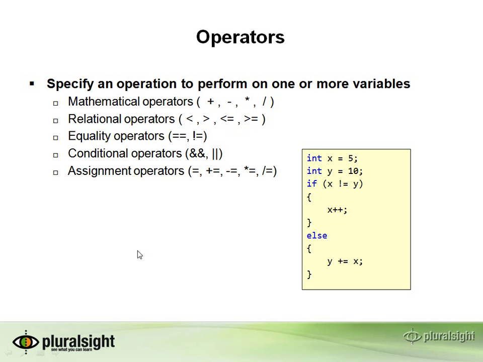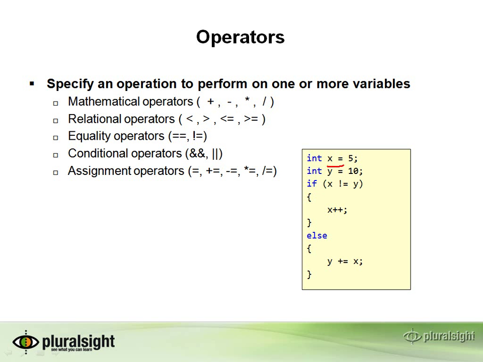There are also dedicated operators to test for equality. So two equal signs put together is a test for equality between two values. So is x equal to y, or is x equal to 5? And there's also the inequality operator, exclamation point and equal sign. And make sure that you're using two equal characters, because a single character means assignment.